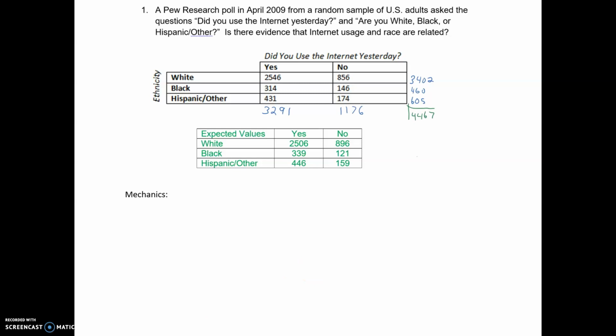And for the mechanics, make sure that you're showing how you're getting your chi-squared statistic and how you're using that to find your p-value. And then you can compare that to a reasonable alpha level of 0.05 and then go to town. Here we go. So we remember that the mechanics, chi-squared, there's our formula. It's a good idea to have that written down.